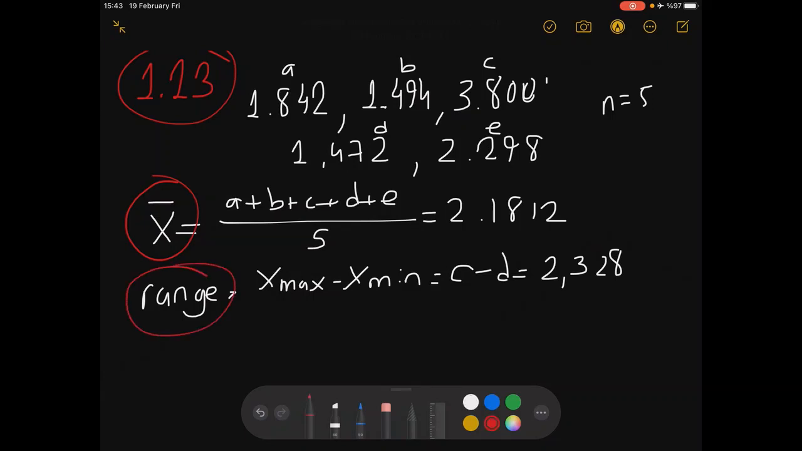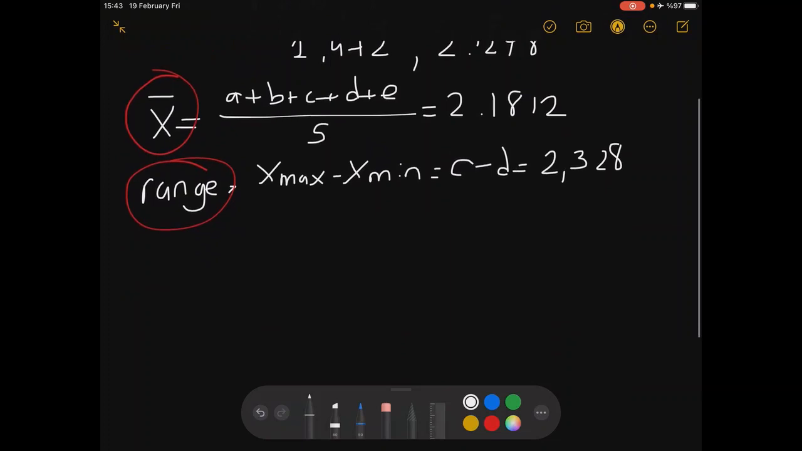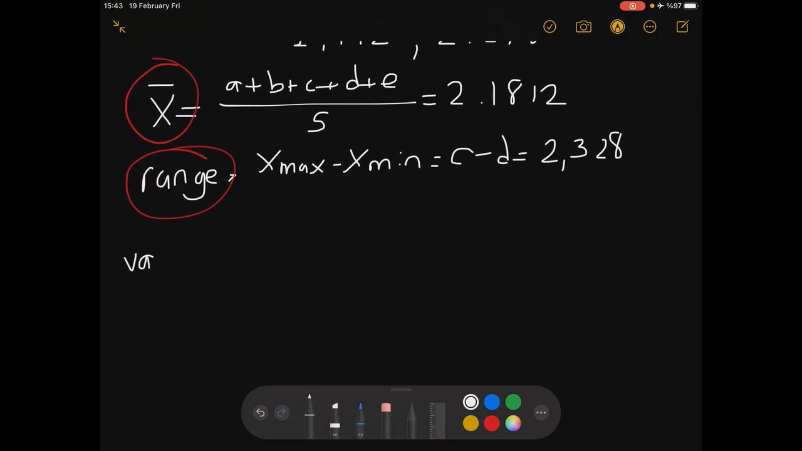And the next one is you will try to calculate the variance here. How is variance calculated? You remember? Variance. How was it calculated? You remember this one?